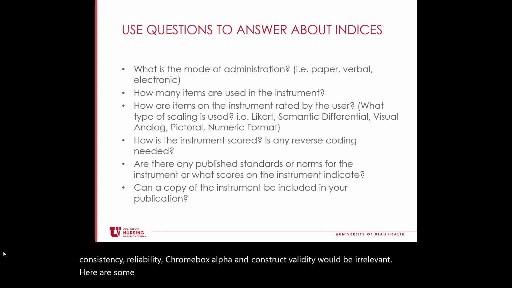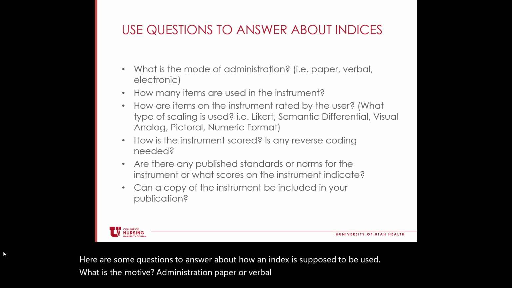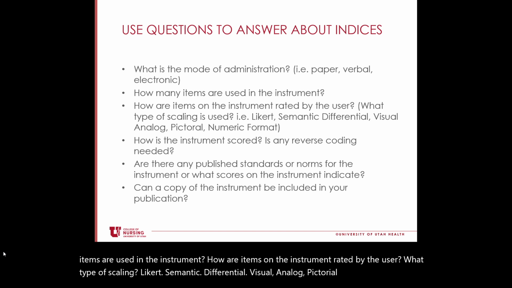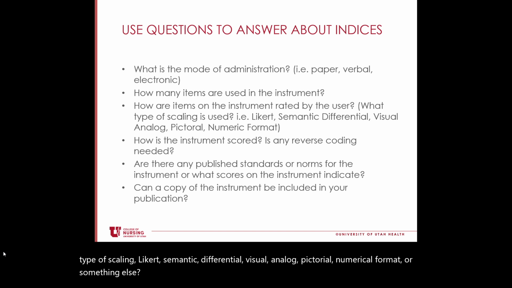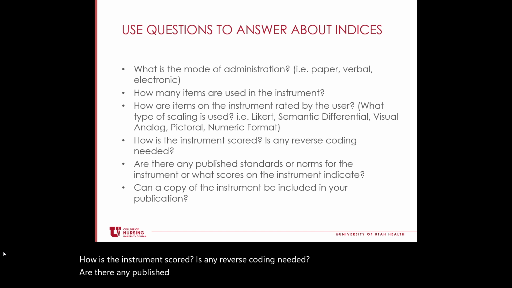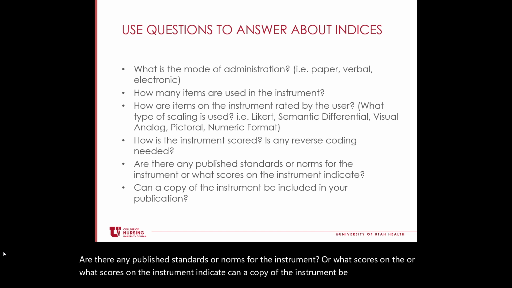Here are some questions to answer about how an index is supposed to be used. What is the mode of administration? Paper, verbal, electronic, or something else? How many items are used in the instrument? How are items on the instrument rated by the user? What type of scaling? Likert, semantic differential, visual analog, pictorial, numerical format, or something else? How is the instrument scored? Is any reverse coding needed? Are there any published standards or norms for the instrument, or what scores on the instrument indicate? Can a copy of the instrument be included in your publication?